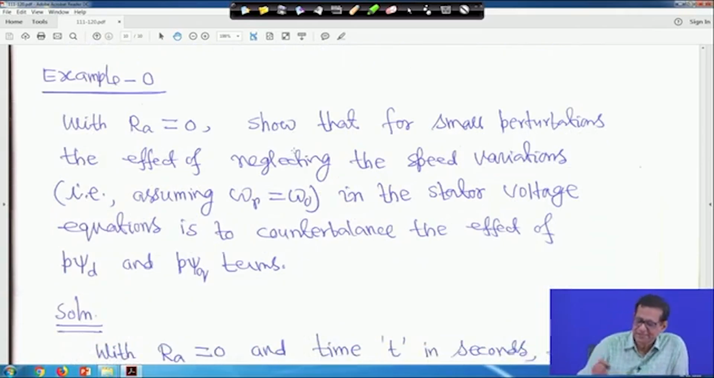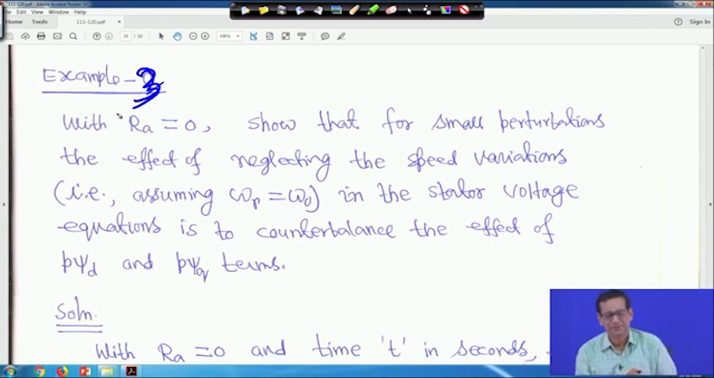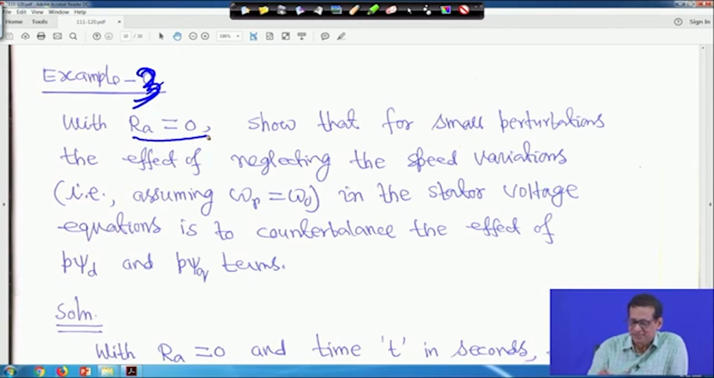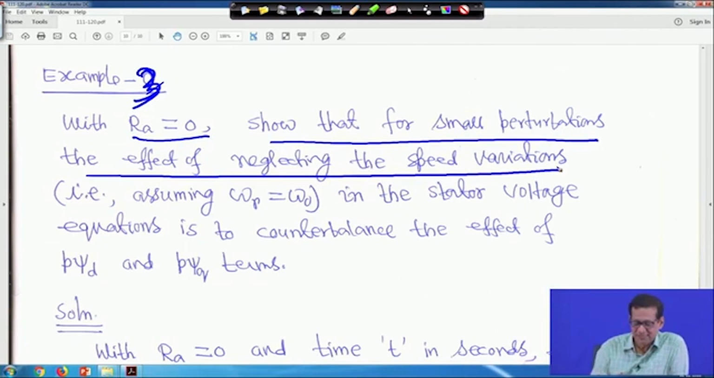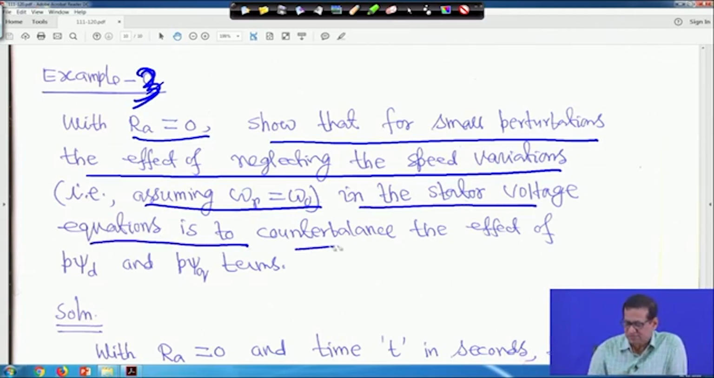Now, next is example 3, I think. A little bit of understanding is required for this example, because there is no data, but some proof. With RA equal to 0, suppose we are assuming RA is 0 because RA is very small, so that for small perturbations the effect of neglecting the speed variation, that is assuming omega r equal to omega 0, in the stator voltage equation is to counterbalance the effect of the P psi d and P psi q terms.